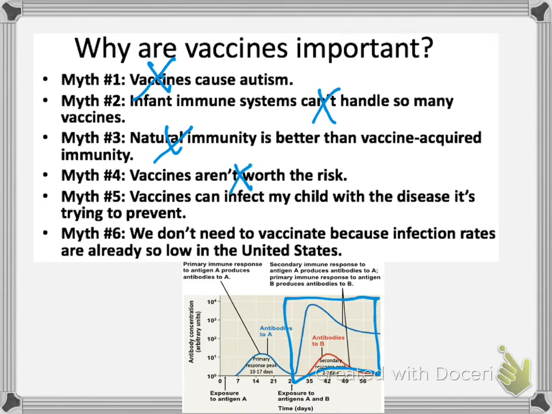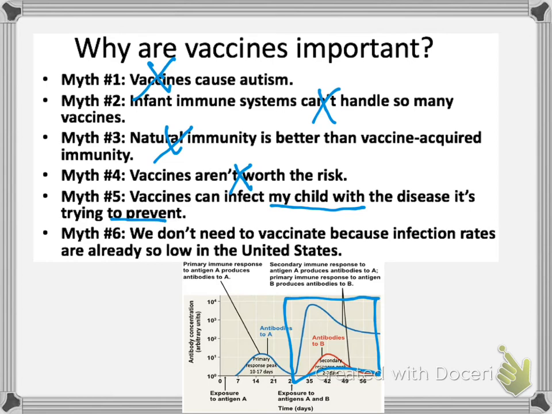I actually hear this one quite a lot. Vaccines infect my child with the disease it's trying to prevent. Factually, not possible. Vaccines can cause mild symptoms resembling those of the disease they're protecting against, but it's a super common misconception that these symptoms are signaling infection. Okay? Less than 1 in 1 million vaccine recipients experience any immune response to the actual vaccine itself, but it's not the disease.